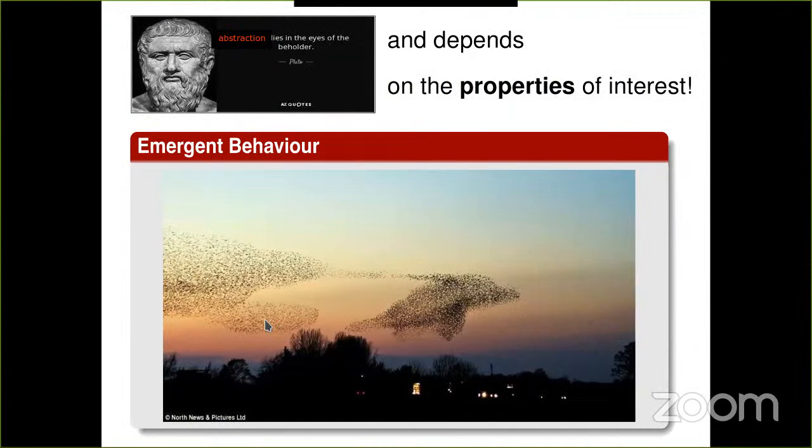Now, abstraction lies in the eye of the beholder. Of course, Plato said beauty lies in the eye of the beholder. And it depends on the properties of interest. These are birds flocking. And obviously, it is in our eyes that we see a dolphin. There is no dolphin there, of course. But sometimes this is useful. Sometimes we can see some property emerging like a flock.